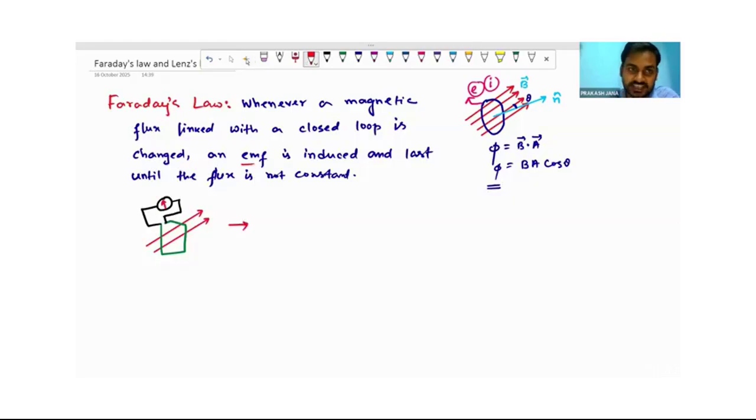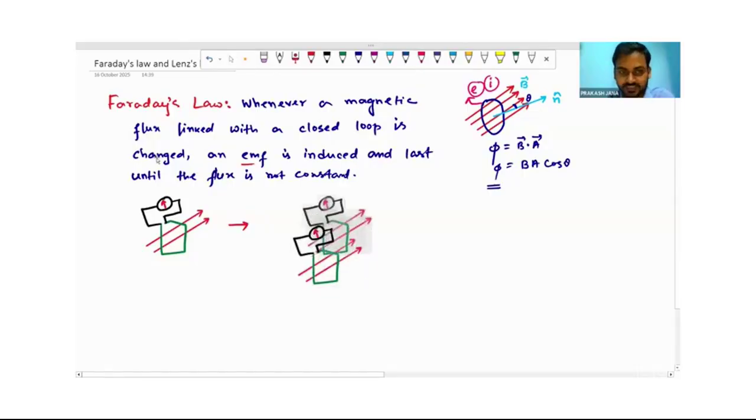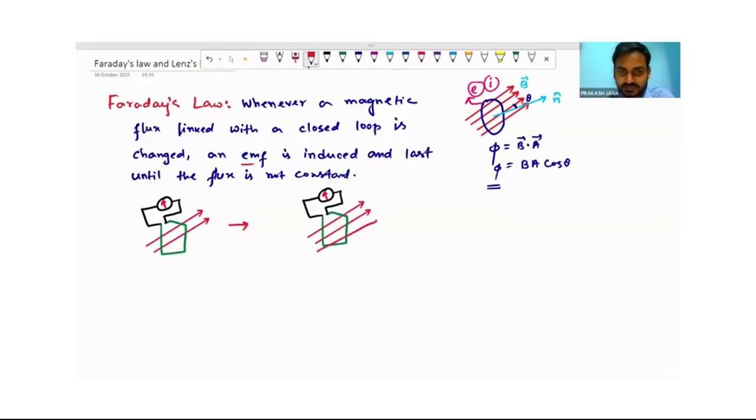Now suppose I change this magnetic flux. How will I change the magnetic flux? If I change the magnetic field, then the flux will be changed. When I change the magnetic field, the corresponding flux will change. Then an EMF will be induced and current will flow through the circuit, and we will see that there will be a deflection of the galvanometer. Okay, so this is about Faraday's law.